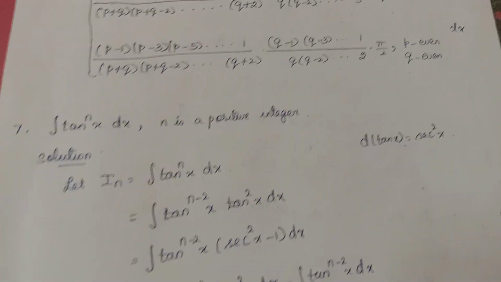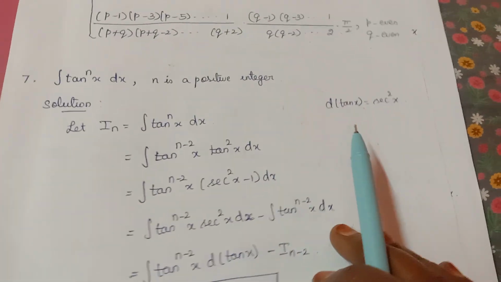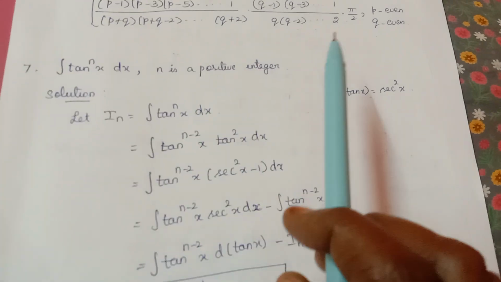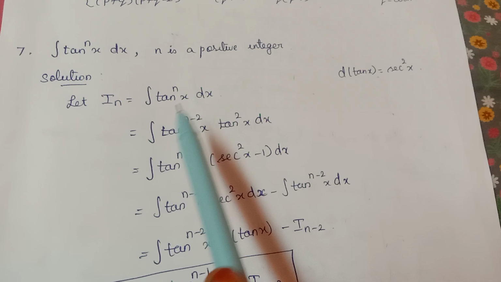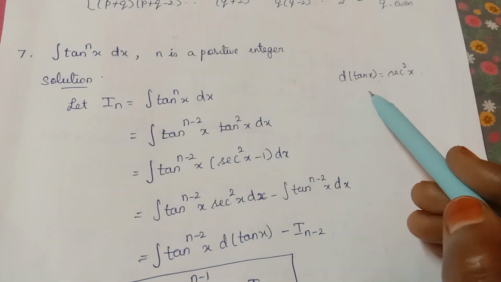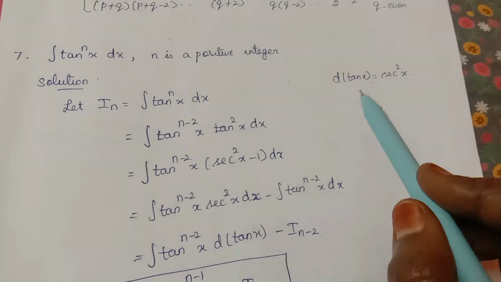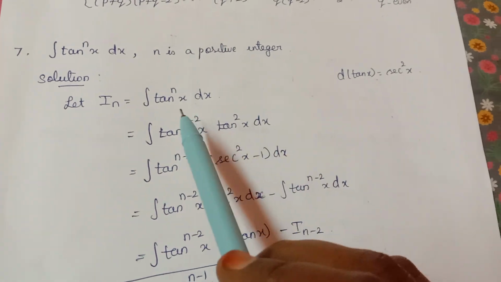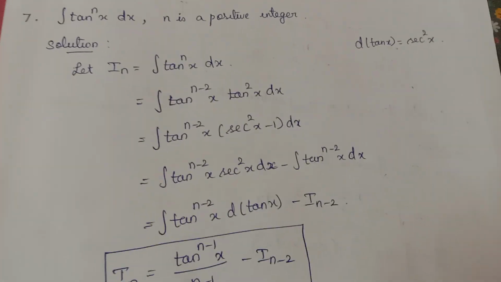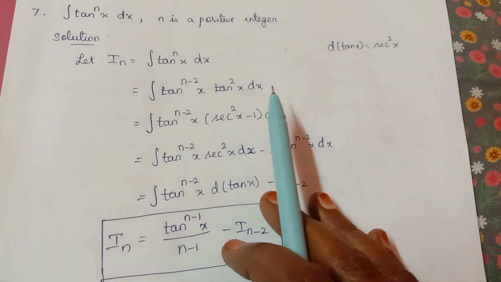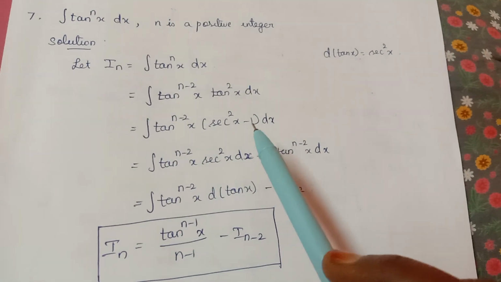Okay, right. Next one is tan power nx, where n is a positive integer. Let I(n) be equal to the integral of tan power nx dx. Okay, now see, differentiation of tan x is what? Secant square x. So for sine and cos, we reduce the power by 1 and use the u dv method. But for tan and cot, you have to reduce the power by 2. Then only you can get the correct form for doing integration by parts.